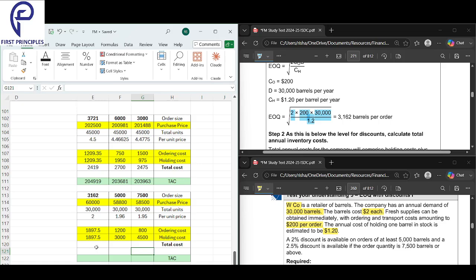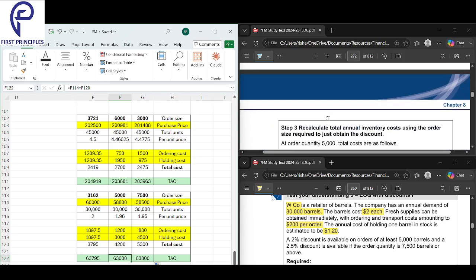Ordering cost in all cases, and you'll just find the total inventory cost. We just add these two, and we'll get the total inventory cost in each case. Then we'll find the total annual cost. We'll take the purchase price plus the total inventory cost. So we have our annual cost in all cases. Okay, and the cheapest is for 5,000, not even for 7,500.